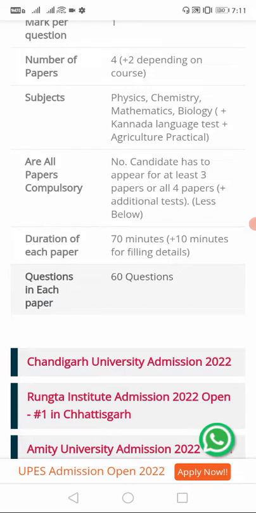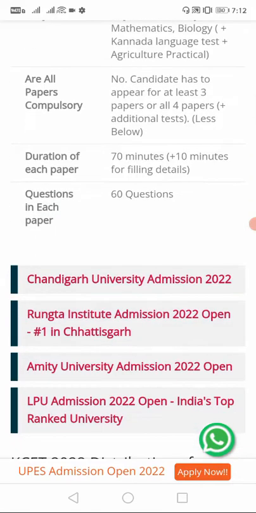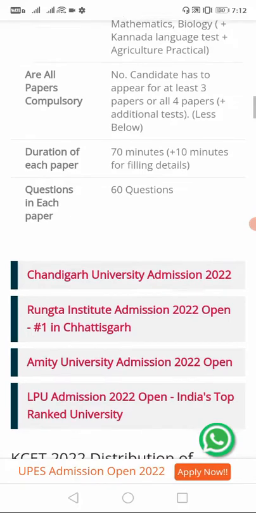Suppose you are interested in PCM and want to quit biology, you can quit. Suppose you are interested in PCB, that is physics, chemistry, biology, you can quit maths. Like this, you should write a minimum of 3 papers. And about the additional test, I will tell you why and who should write it. Duration of each paper is 70 minutes, as I told, and 60 questions will be there.